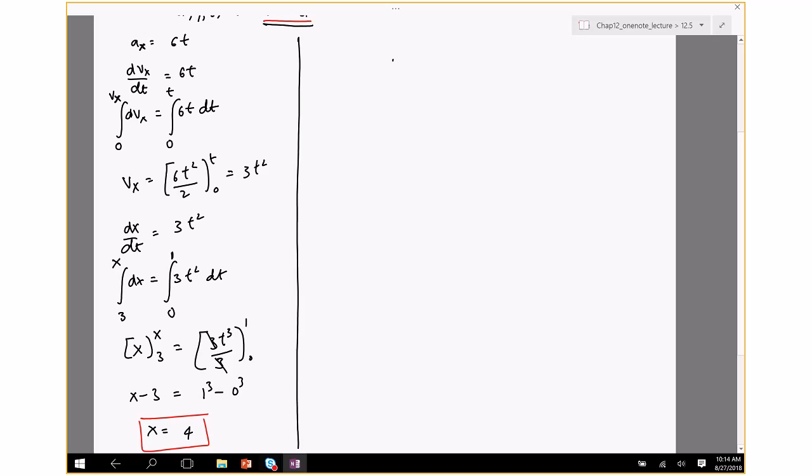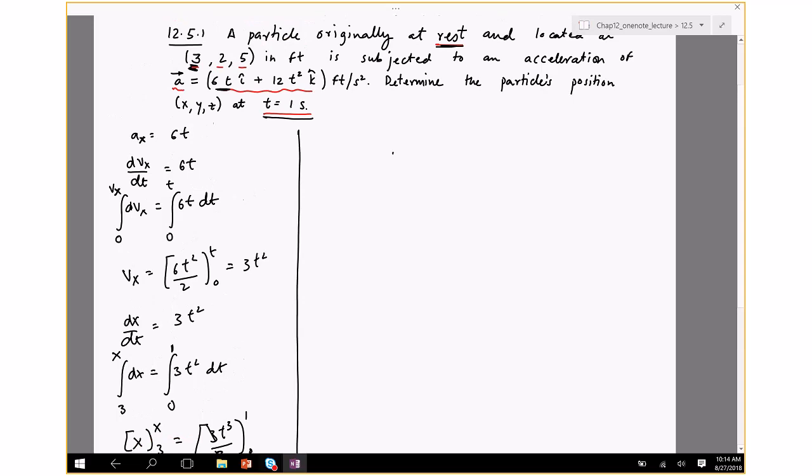Okay, is that clear? Okay, so we do the same thing with y. What is the acceleration in the y direction? It's 0, right? Because there's no j component, there's only i and then there's k. So acceleration in the y direction is 0. So dvy/dt equals 0. Take the limit: dvy equals 0 dt.